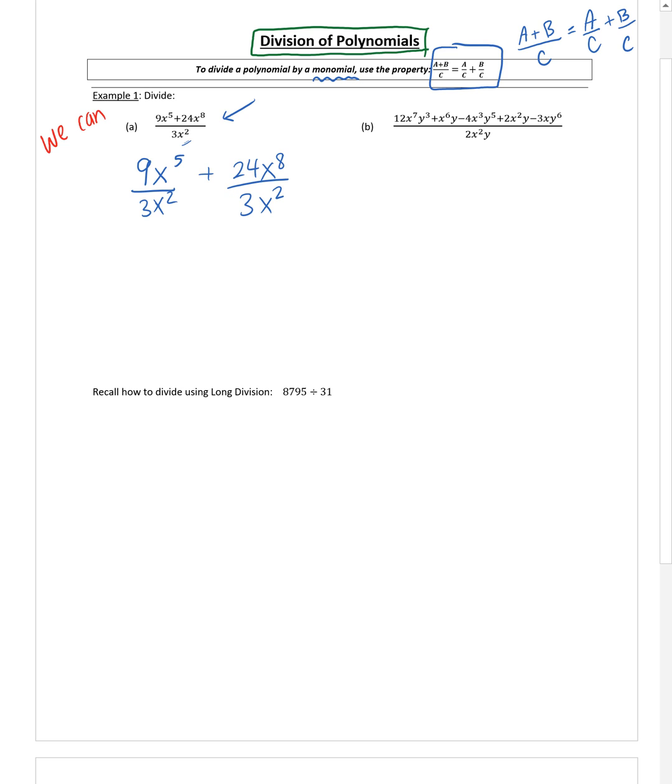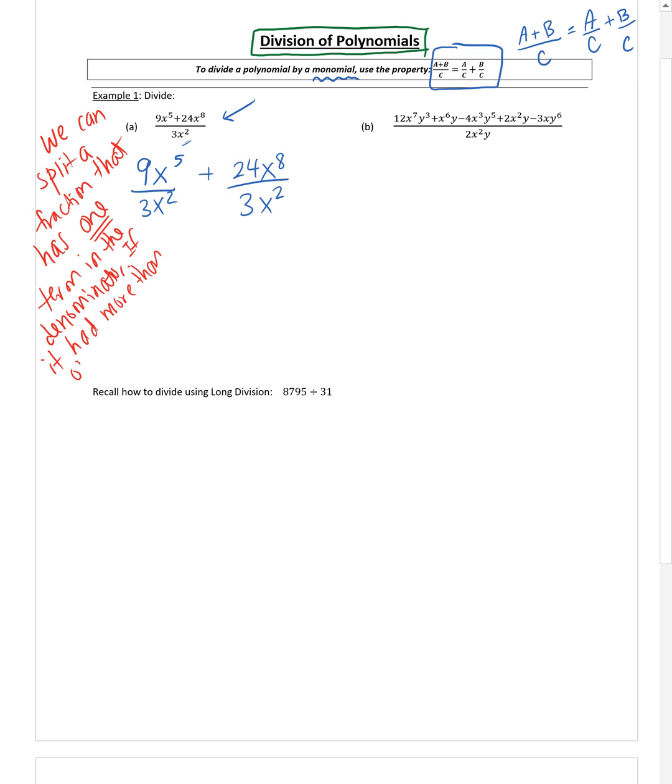We can split a fraction that has one term in the denominator. If it had more than one term, we cannot split the fraction. And we'll see what to do in those situations.